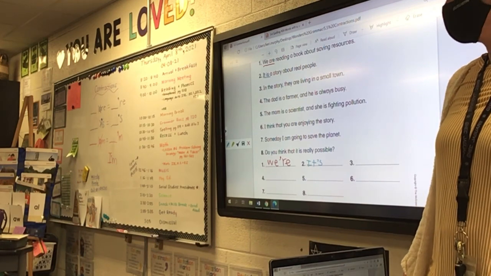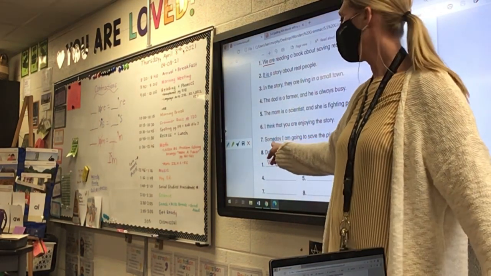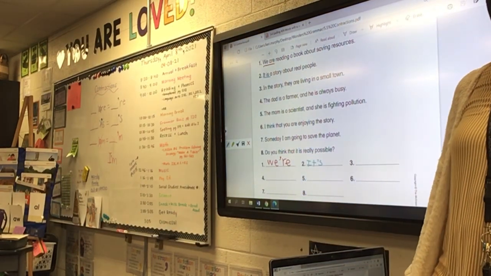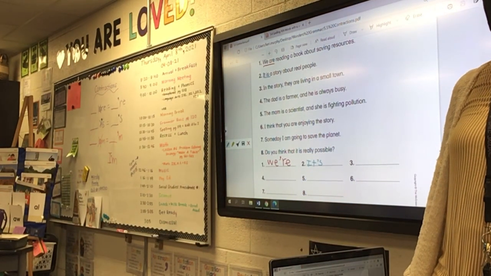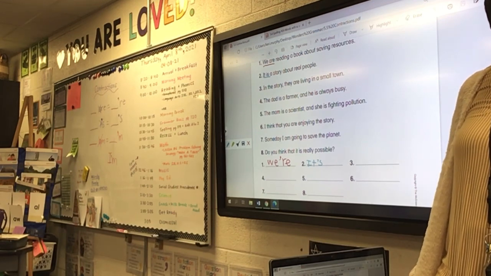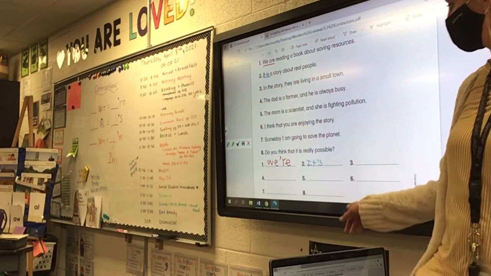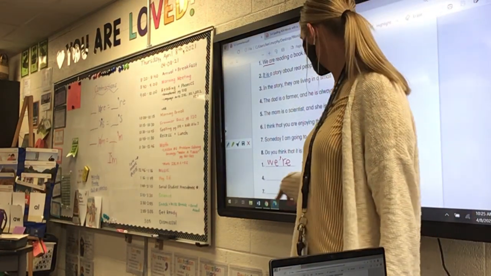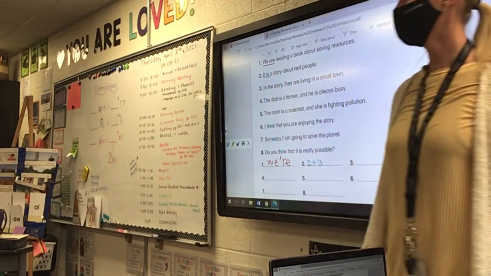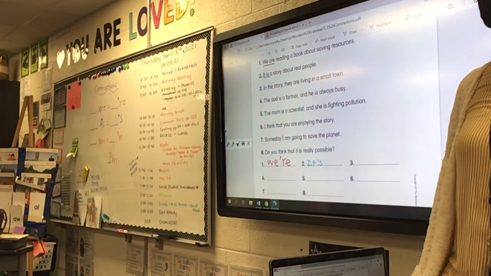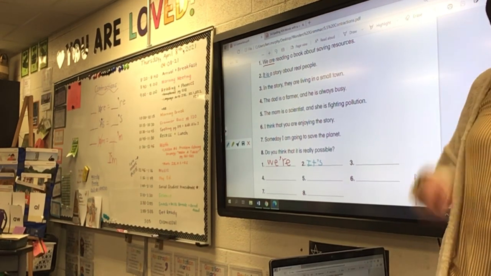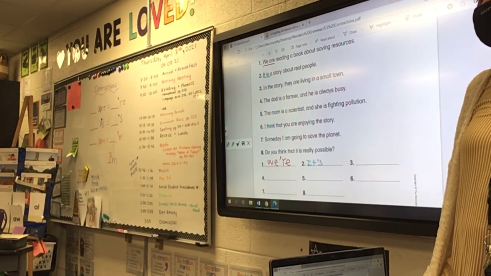All right, number 7, someday I am going to save the planet. Underline the 2 words that you can make into the contraction. Everyone should probably get this one right. And then write the contraction on number 7. Just leave it, Ellie. We'll see how she's going to try to get in.